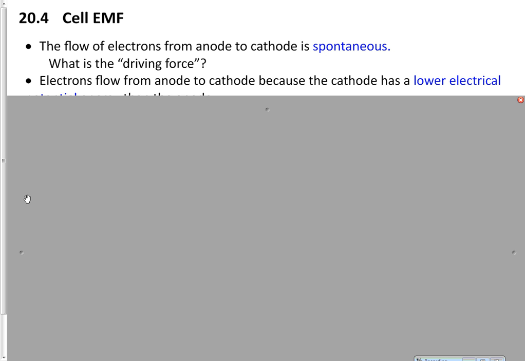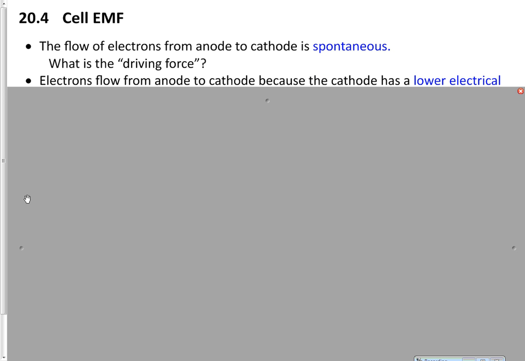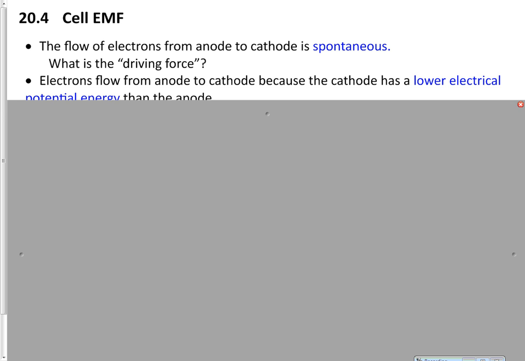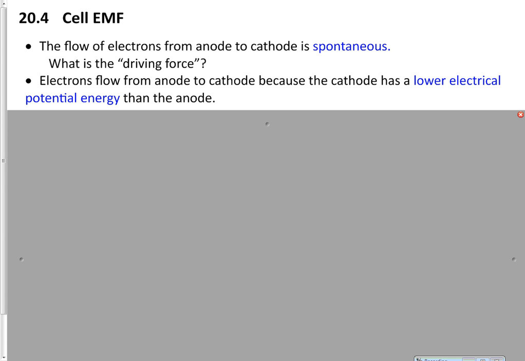So what is EMF? Well, we already know that electrons go from the anode to the cathode spontaneously, but what makes them go? The reason is that electrons flow from anode to cathode because the cathode has a lower electrical potential than the anode. I guess the best analogy I can come up with for you guys to understand this is think of the anode as being at the top of a hill and the cathode being down at the bottom. Now, it's natural for electrons to roll down the hill, but unnatural for them to roll up.